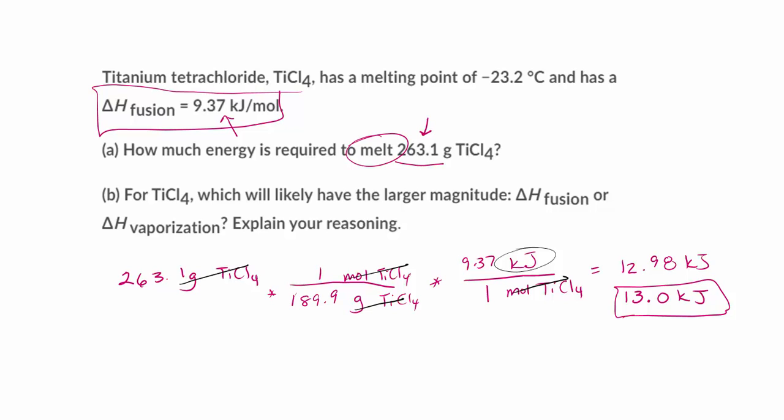So for B, which will likely have the larger magnitude, the delta H of fusion or the delta H of vaporization? And explain. Well, the delta H of fusion is the energy required to go from solid to liquid. Like, I can spell liquid? Sure. And the delta H of vaporization is going from liquid to gas.